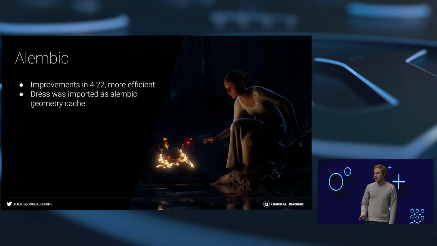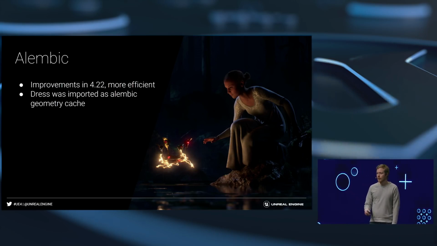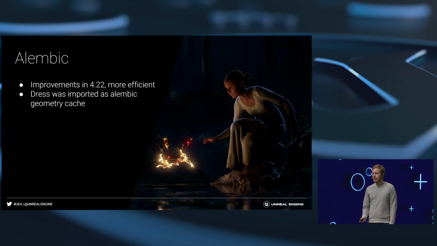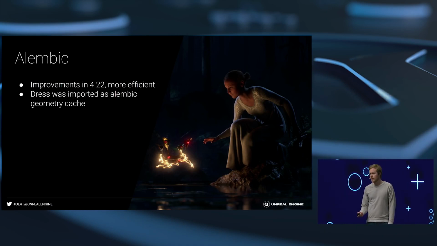We also got some good improvements to Alembic in 4.22, which made it much more efficient. And for this project, the dress was simulated in Houdini, and then we imported it as Alembics for each shot. And Alembics is just a huge thing for us, and it's nice that it's working so well now in Unreal, because as a VFX studio, we're using Alembics for everything.